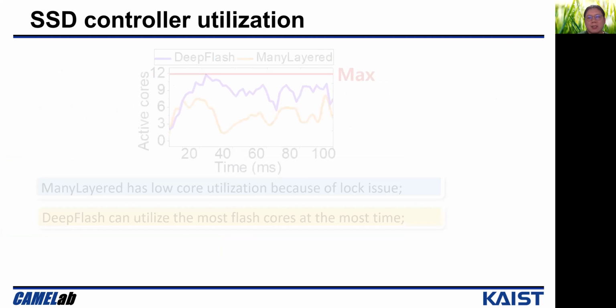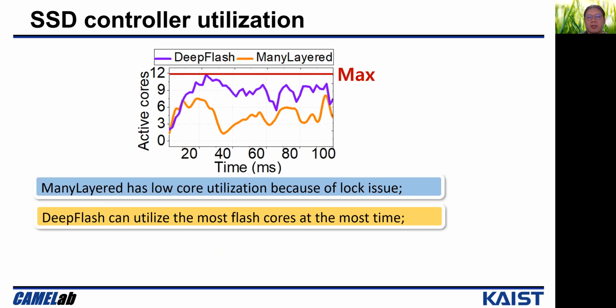We also compare the SSD controller utilization of DeepFlash and ManyLayered. As you can see from the figure, ManyLayered has low core utilization because of lock issues. In contrast, DeepFlash can utilize most flash cores most of the time.